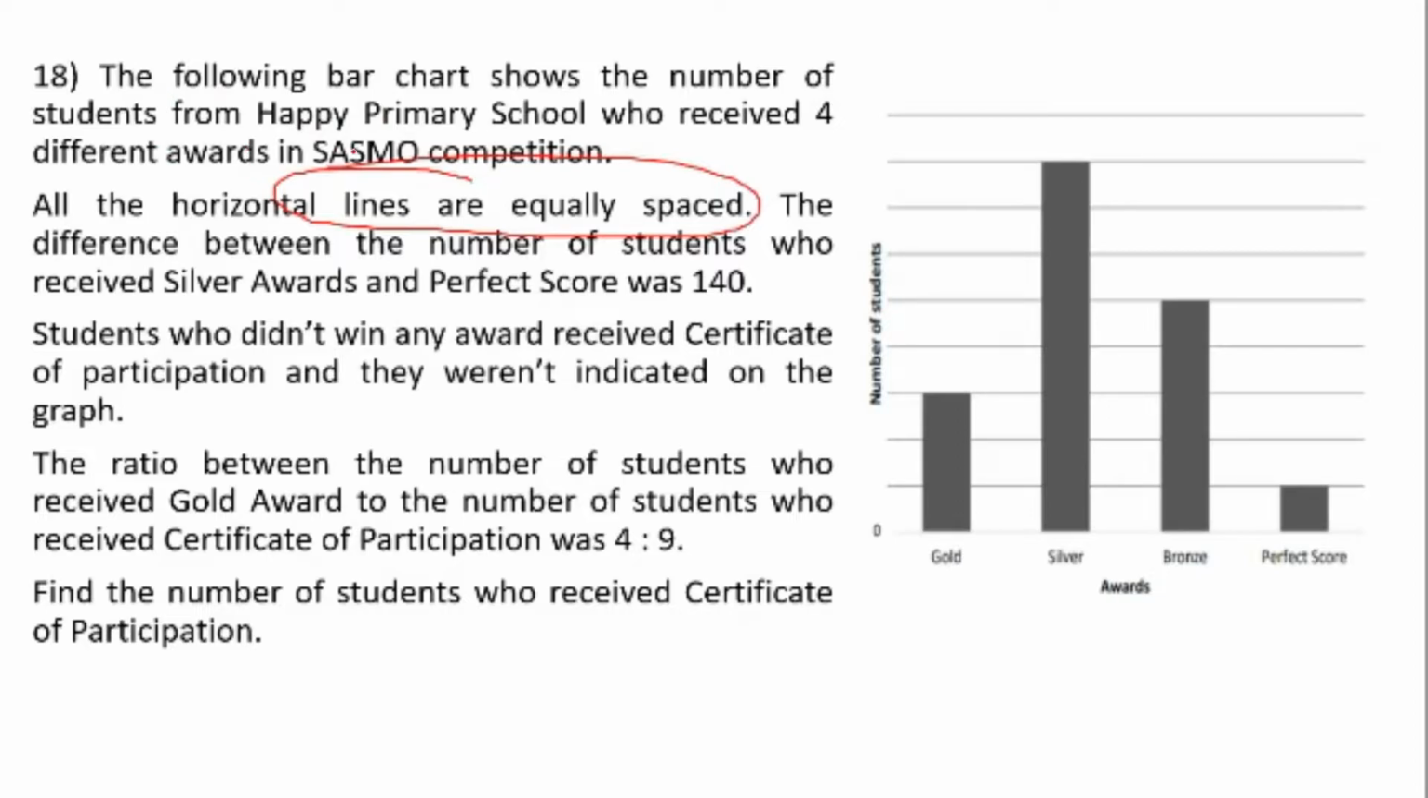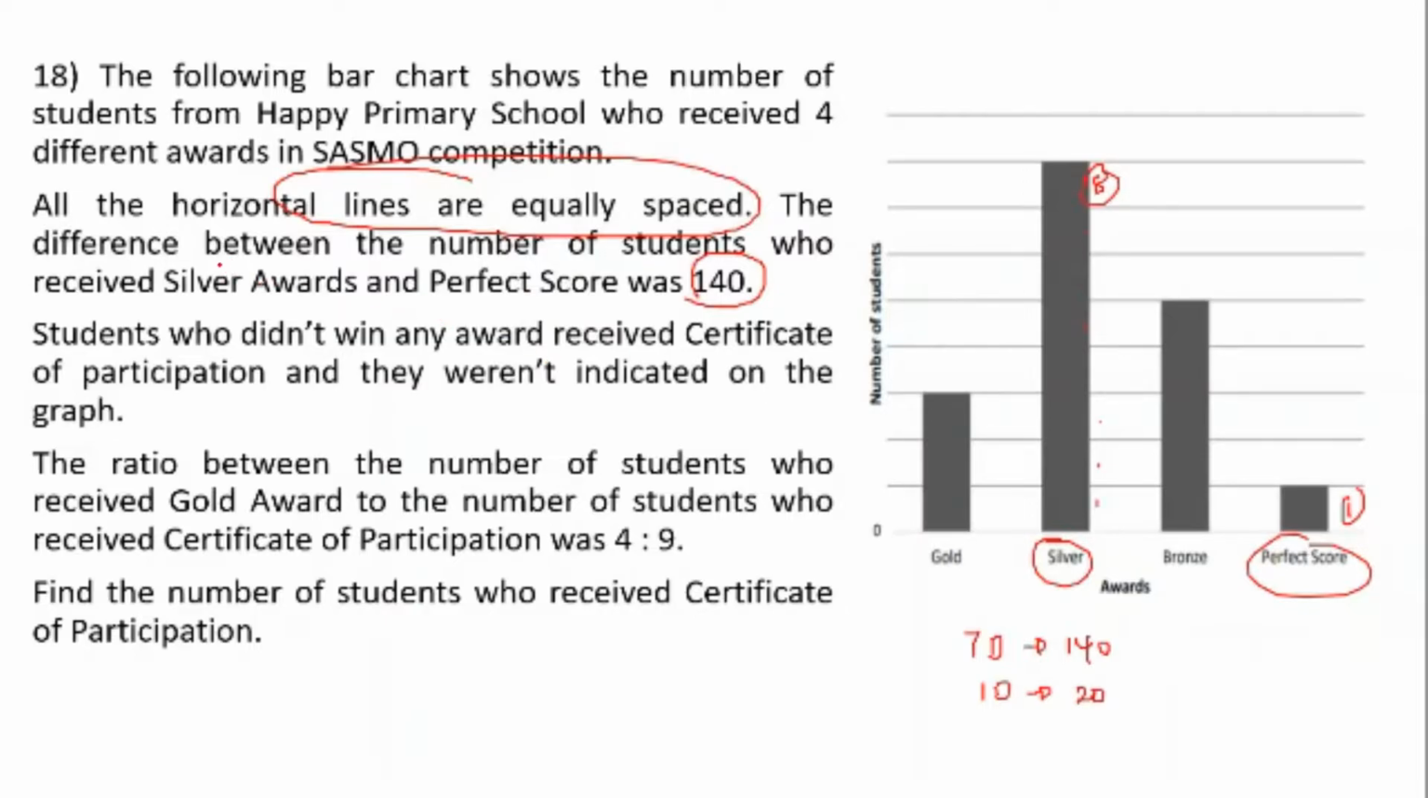And then it gives us the difference between the number of students who receive silver and perfect score. The difference is 140. So let's see the number of units they have. Perfect score, there's only 1 unit, while silver there is 1, 2, 3, 4, 5, 6, 7, 8. So they have a difference of 7 units, and that is actually 140 people. That means 1 unit in the bar chart is equal to 20.